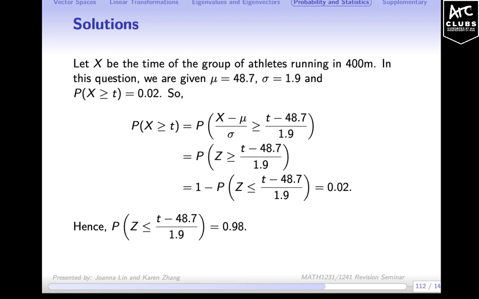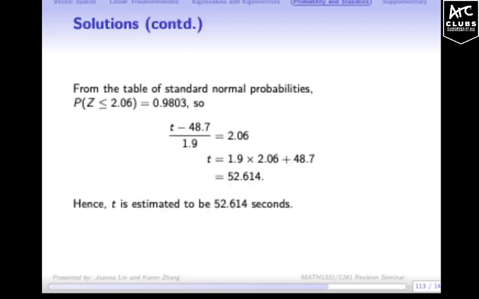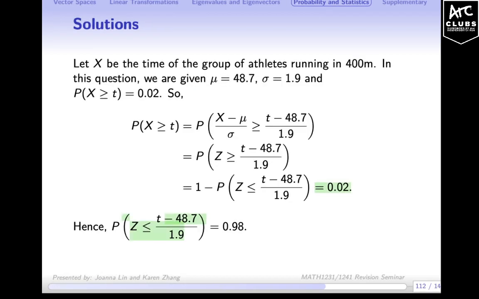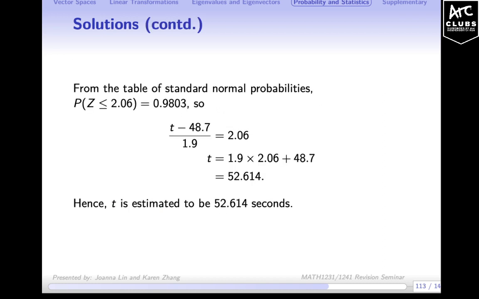So hence, this value here is equal to 0.98, and if you look at our table of standard normal probabilities, we have z is less than or equal to 2.06 is equal to 0.98. That means that this fraction on the right-hand side of our inequality has to equal 2.06, which is how we find the value for t. So in this question, you're using the same concepts, but you're solving for a different value.